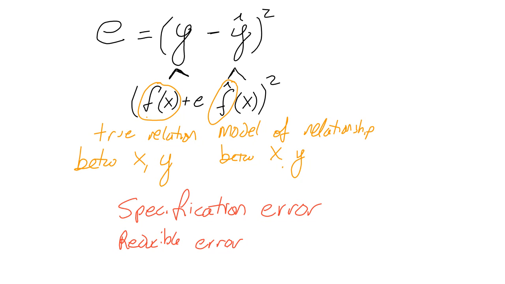So we could always use a little bit more qualitative research or knowledge of the problem to come up with a better f, a better function relating x and y. And that's why the reading calls this reducible error. But you can also think of it as error in the specification of your model. It's error in the functional form that you choose to model the relationship between x and y. Okay?